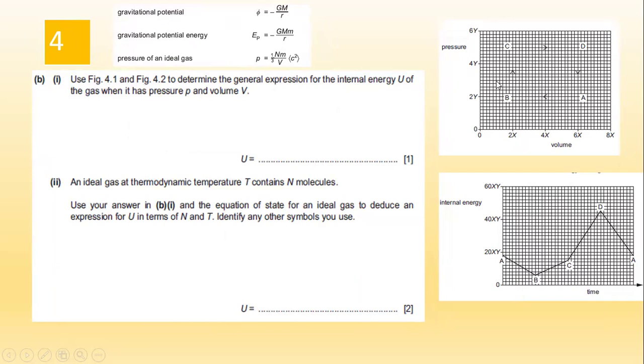Using figure 4.1, 4.2, determine the general expression for internal energy U of the gas when it has a pressure P and volume V. Okay, look at A. At A, PV is 6x times 2y is 12xy, and internal energy at A equals 18, so xy is PV over 12, and simplify to get 3 over 2.